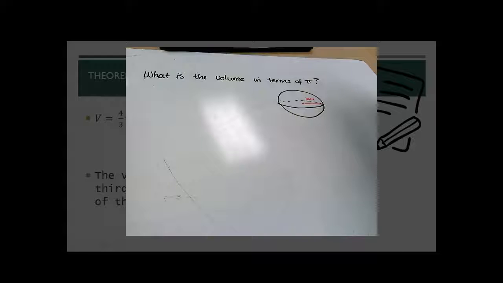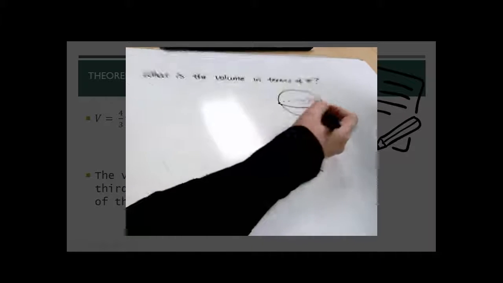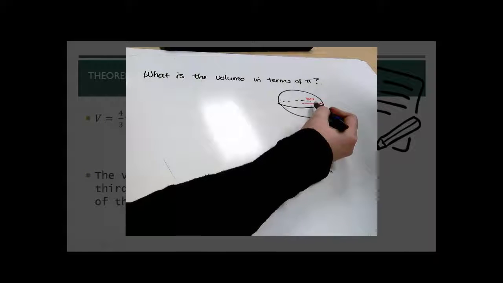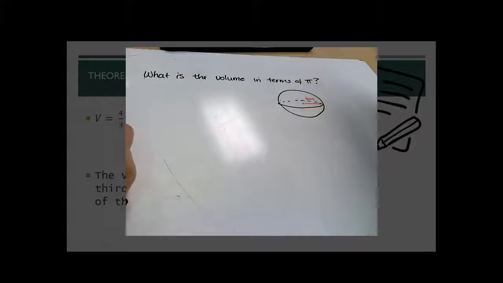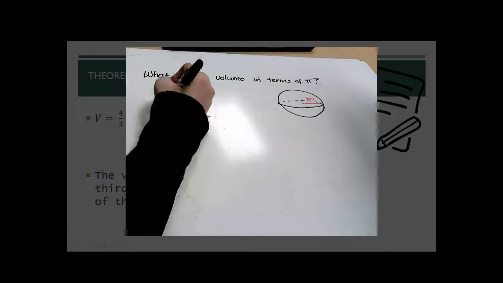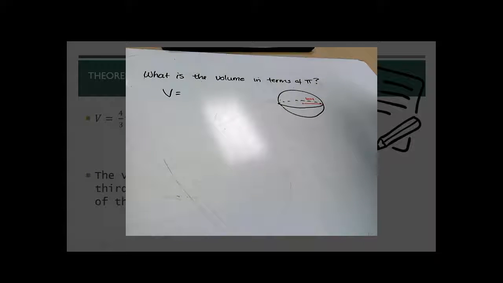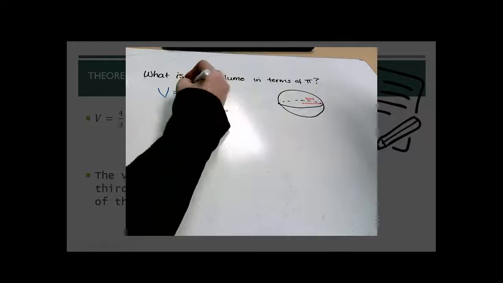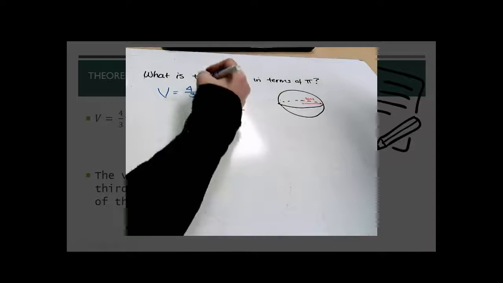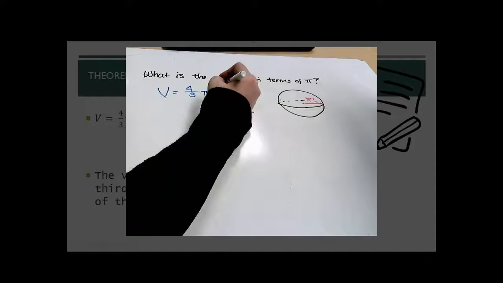Great, guys. We have 2 more examples to work out dealing with the volume of spheres in terms of pi. In this instance, you can see our sphere over here, and it has a radius of 6 meters, and they're asking us to find the volume in terms of pi. Should be simple and straightforward. All we need to do is plug in our volume formula and then solve accordingly. So you'll remember from your notes, volume equals 4/3 times pi times the radius cubed.